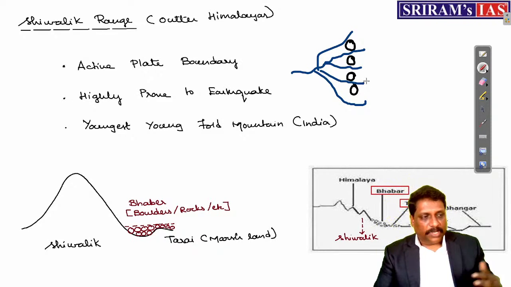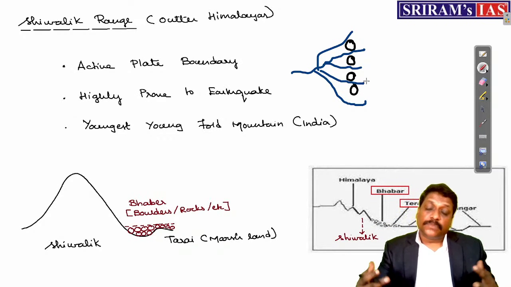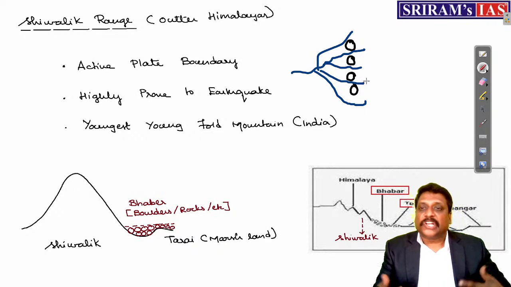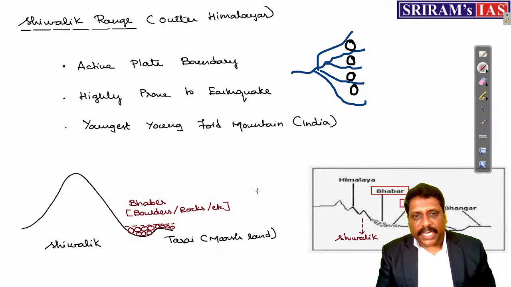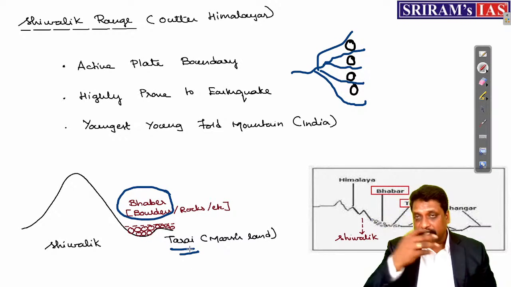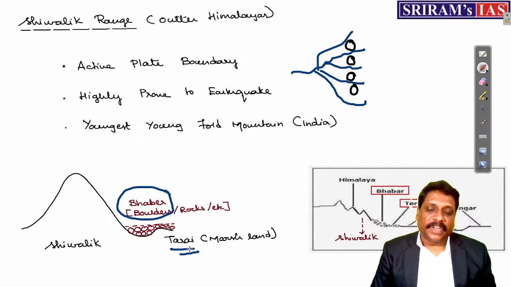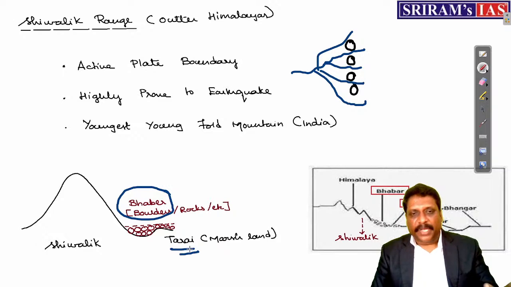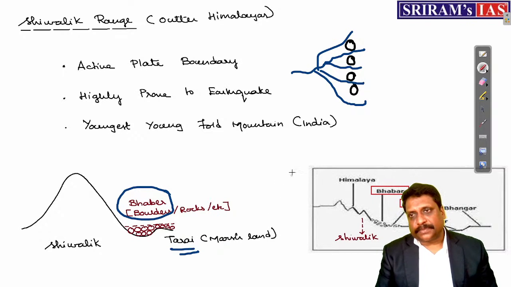And one more thing. Because of this fact, this region becomes more like a marshy land. And this marshland that we have adjoining this Babar, we call them as what? Tarai region. Northern parts of Uttar Pradesh and northern parts of Bihar, you may find these Tarai regions. Okay. So Tarai is resulted by what? The Shivalik range.